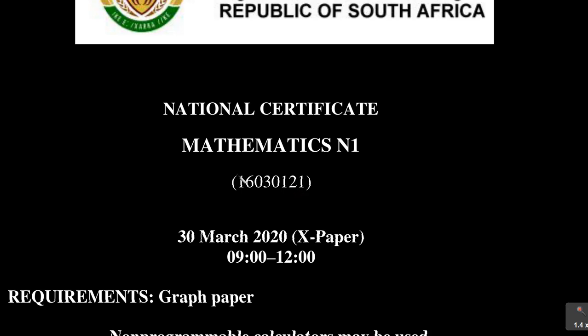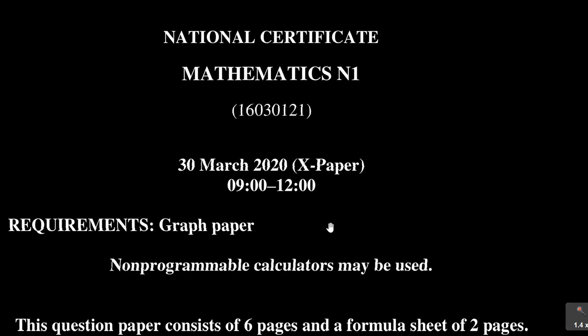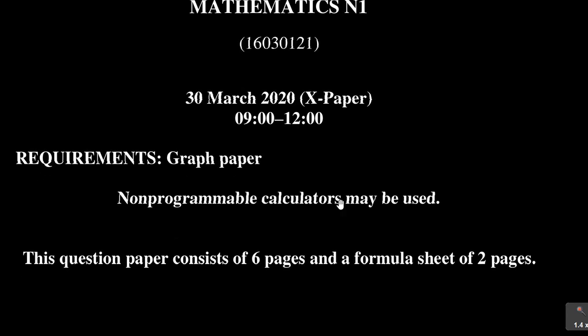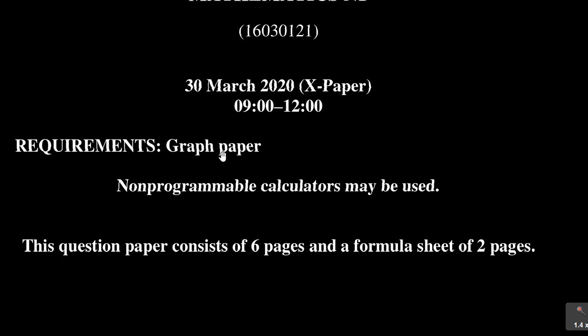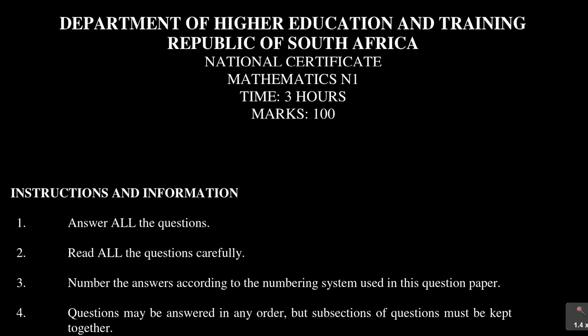As I said, this is Mathematics N1. It is a national senior certificate by the Department of Higher Education, and this is the code of the paper. Let us look at a few requirements and some instructions. It says you need graph paper as part of this question, and non-programmable calculators may be used. The question paper consists of 6 pages and a formula sheet of 2 pages, and a few instructions. It is always important for you to read the instructions so that you can take note of things that you are expected to do.